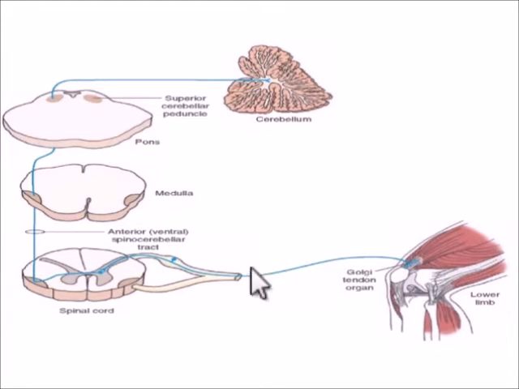It crosses first at the level of the spinal cord and then it crosses at the level of the lower part of the midbrain. As I said, from the lower part of the midbrain, it goes through the superior cerebellar peduncle to reach the spinocerebellum of the same side. So this double crossing is actually needed to make the tract reach the same side of the spinocerebellum area.